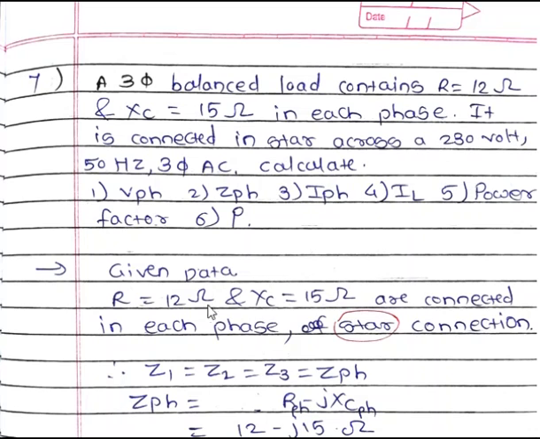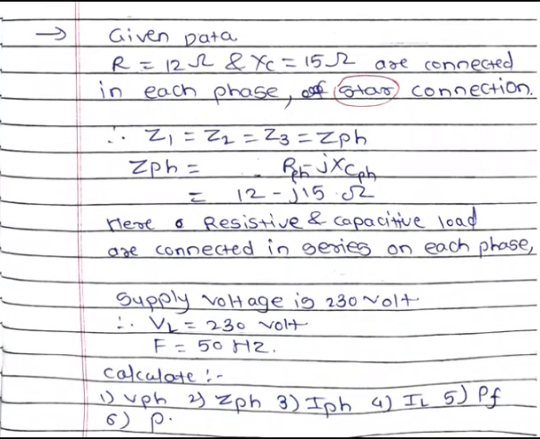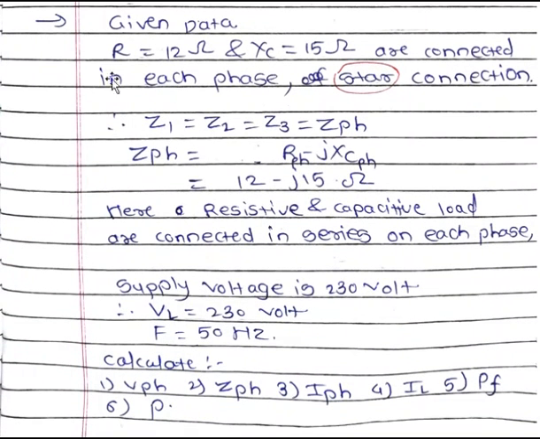Line voltage is equal to 230 volt. Here R is equal to 12 ohm and XC is equal to 15 ohm are connected in each phase of the star connection. Now, a three phase balanced load, therefore each phase contains the same R minus XC type of load. Therefore impedance per phase Z1 is equal to Z2 is equal to Z3. ZPH is equal to R minus JXC type load.